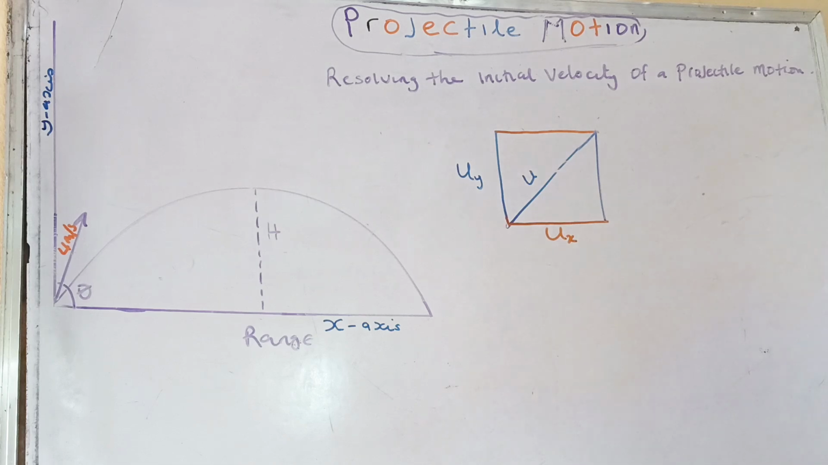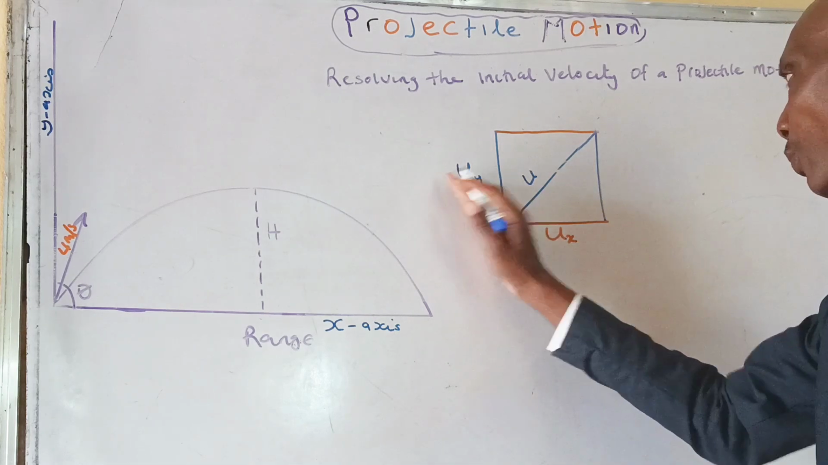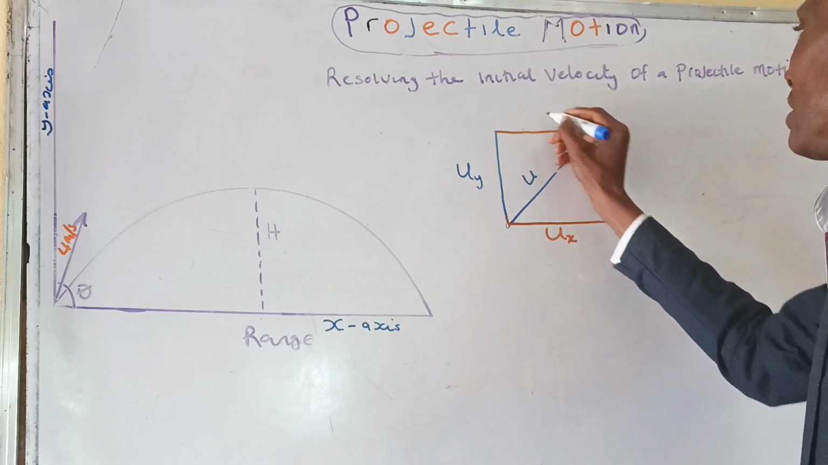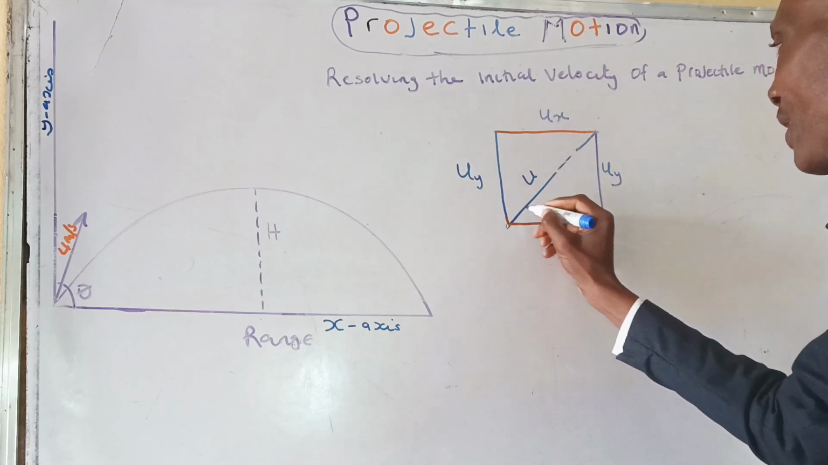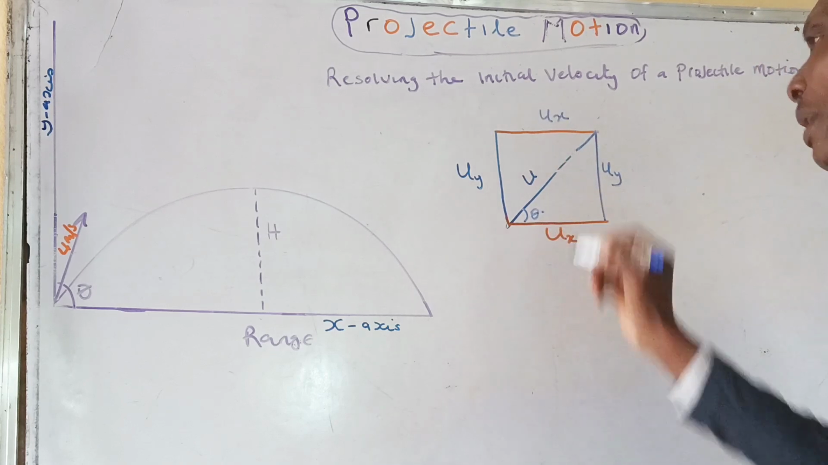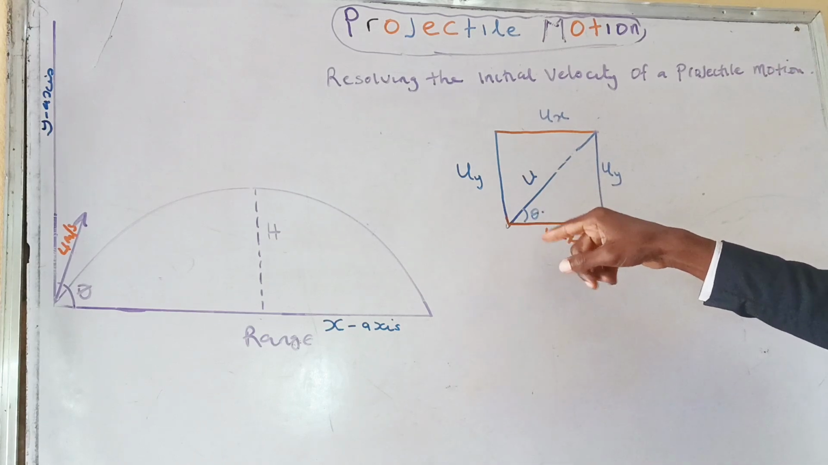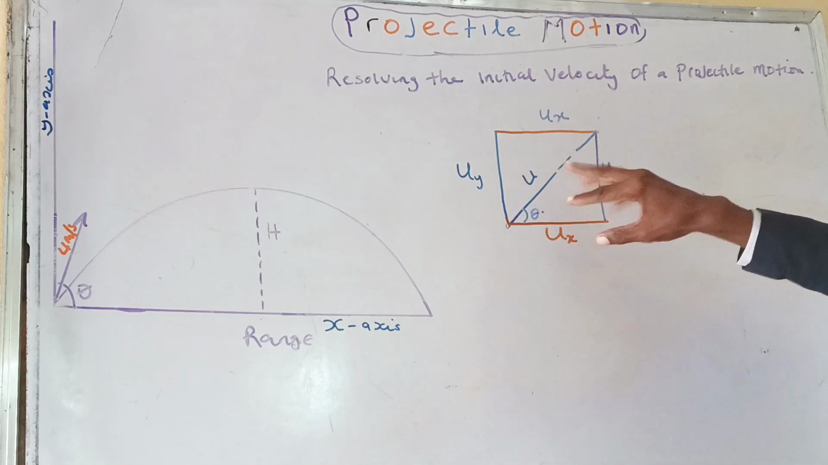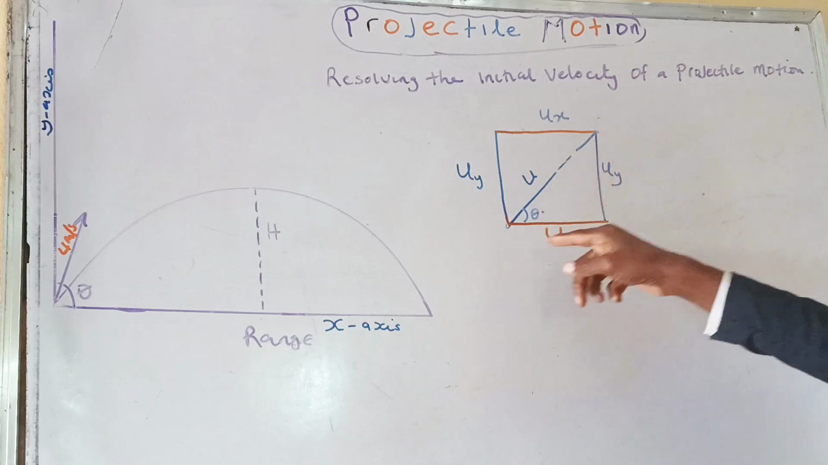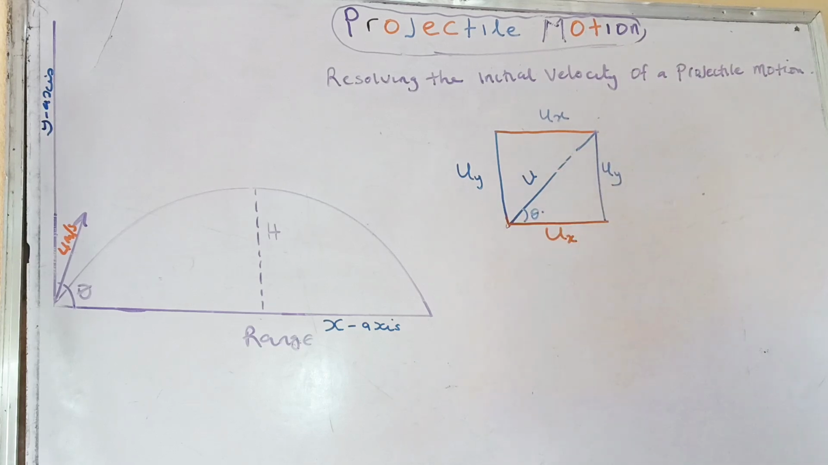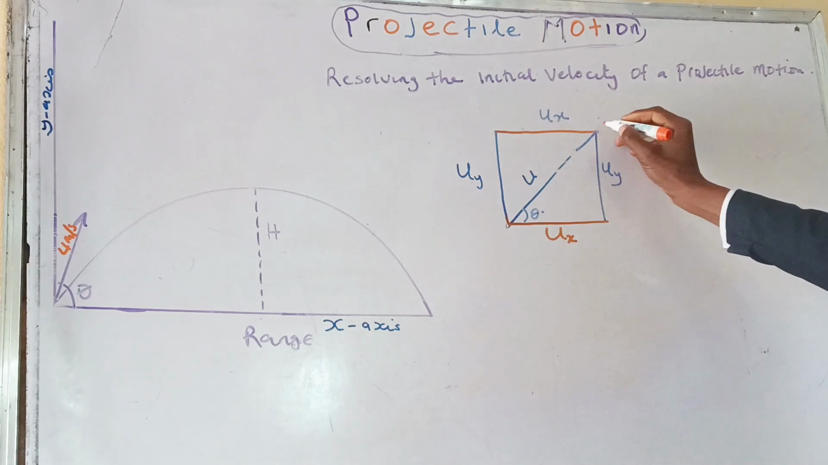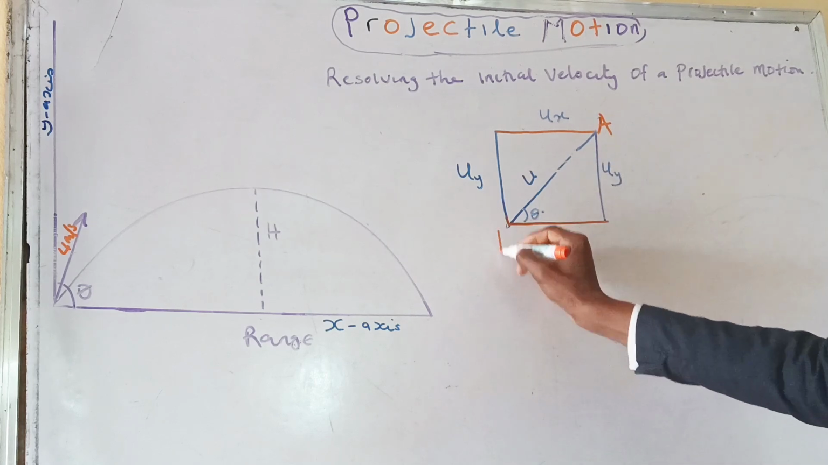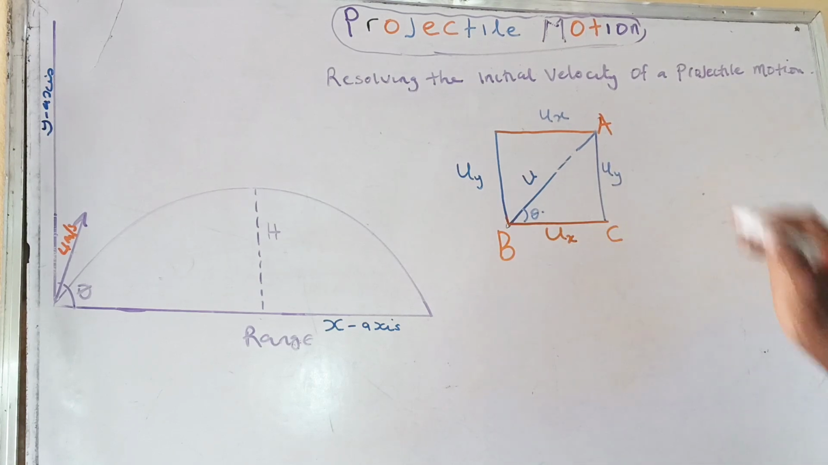Now the opposite sides of a rectangle are equal. So this side will be uy, and this side will be ux, and this angle will be theta, which is the angle between the direction of projection and the horizontal. Now, what do we have here? If you look, we have a right angle triangle. Let me just letter it so that you see it clearly: A, B, C. This is a right angle triangle.